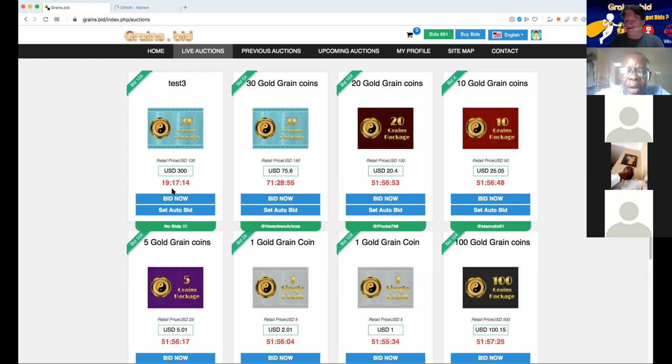Now, let's use this 20 grains package. Let's assume I want to bid for this one. It will cost me $20.04.